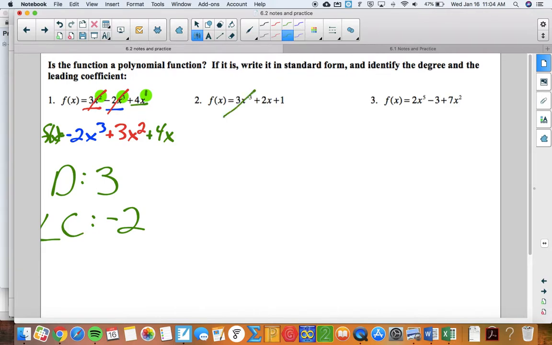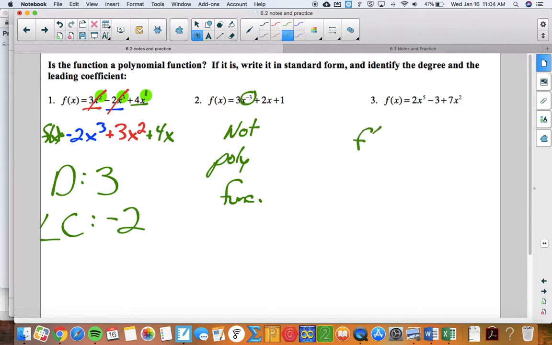Here, this is not going to be a polynomial function because it has a negative exponent. So this is the problem. So it's not a polynomial function. Not a polynomial function.